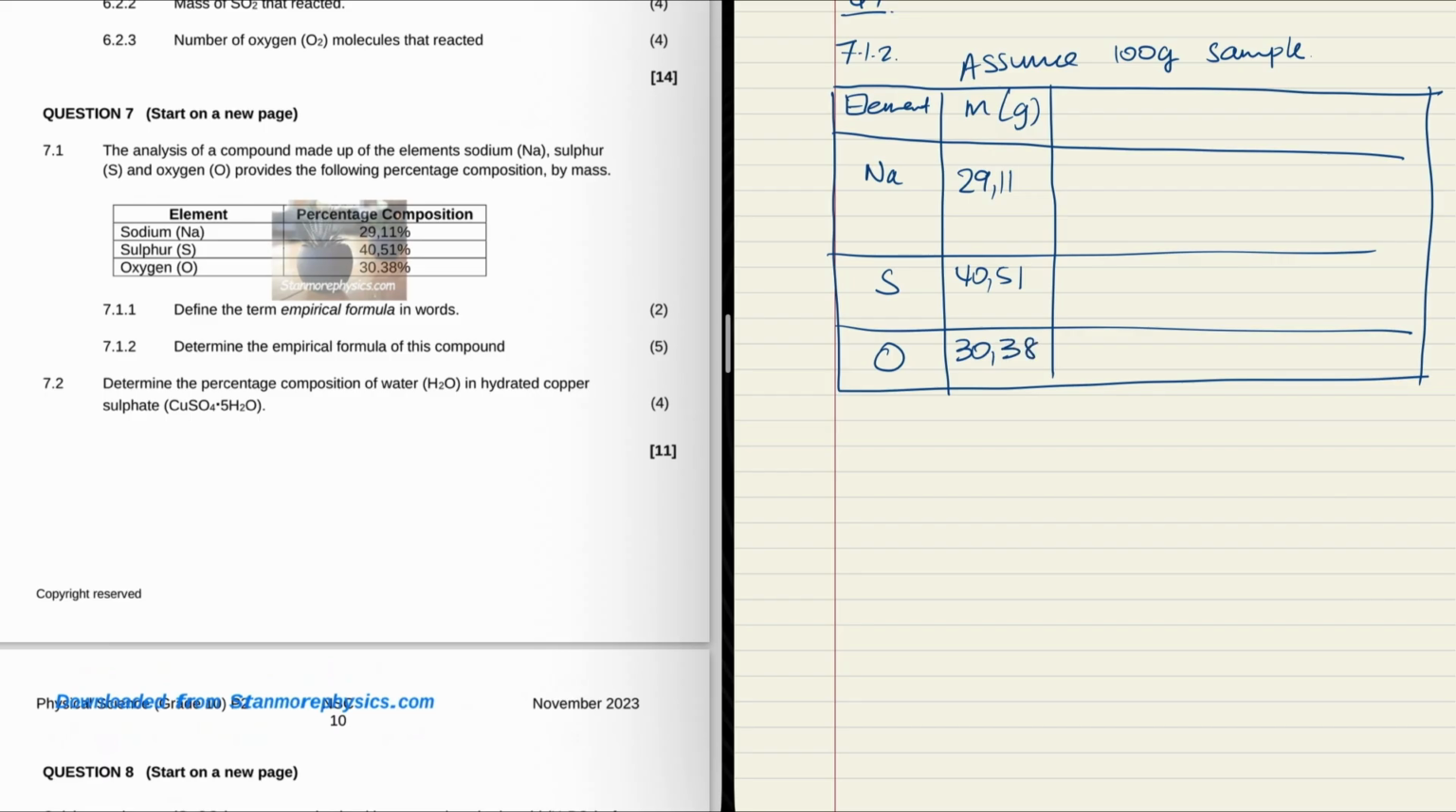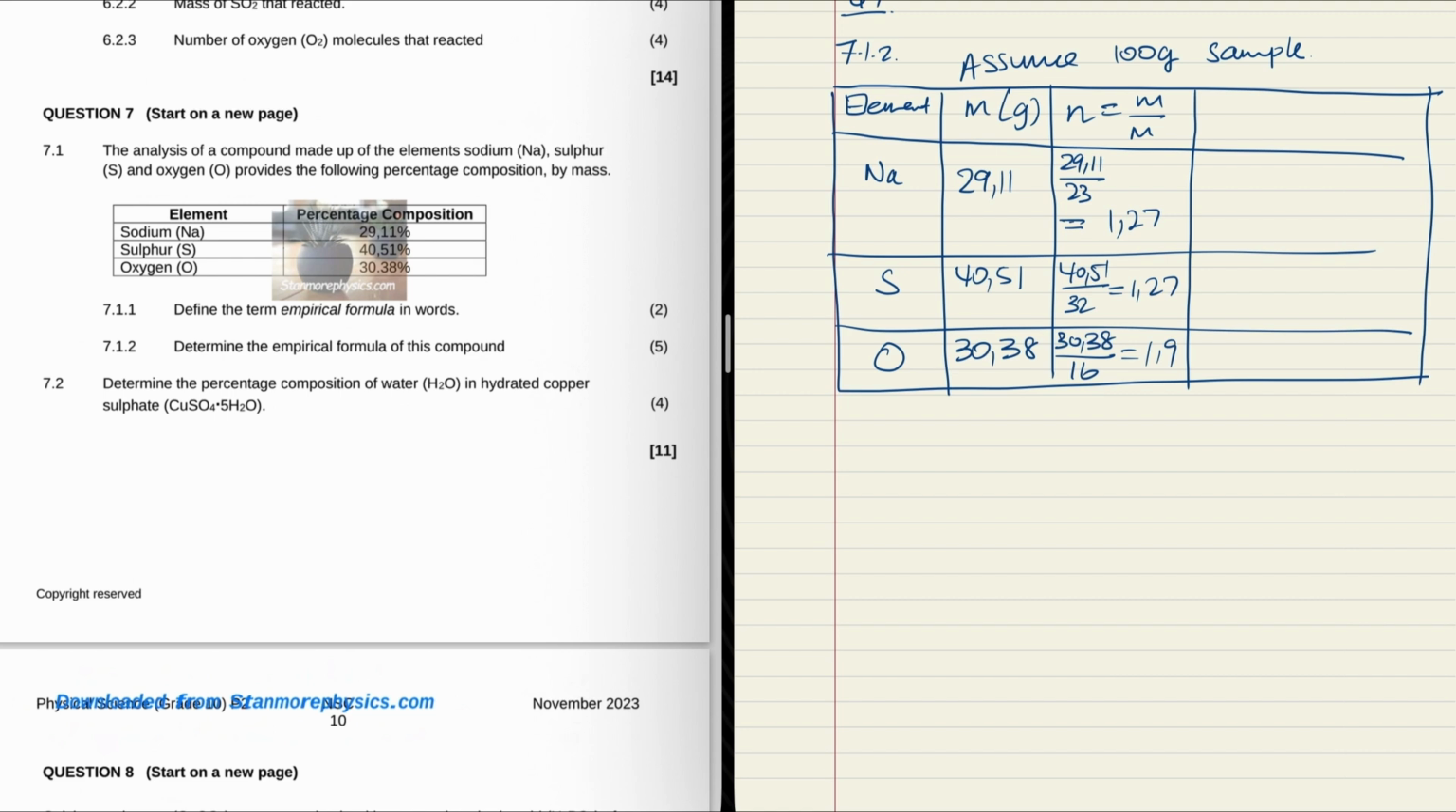Then I can calculate number of moles in the next column. So number of moles, and I'm going to calculate this by saying the mass divided by the molar mass. Now for sodium, the mass is 29.11 divided by the molar mass, which is 23, and that's going to give us 1.27. For sulfur, I'm going to have 40.51 divided by the molar mass, which is 32, and that's going to equal 1.27 as well. Oxygen is going to be 30.38 divided by the molar mass, which is 16, and that's going to be 1.9.